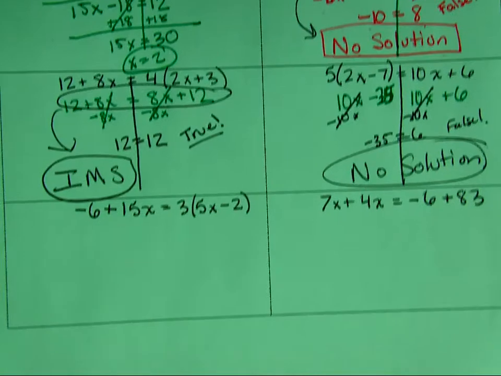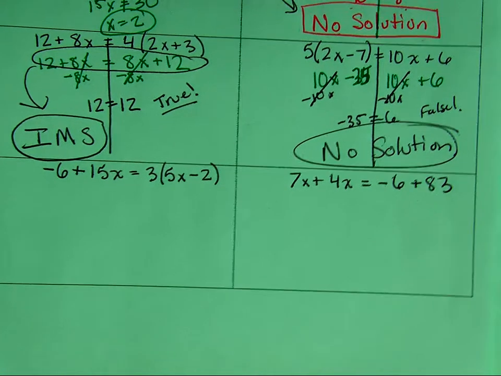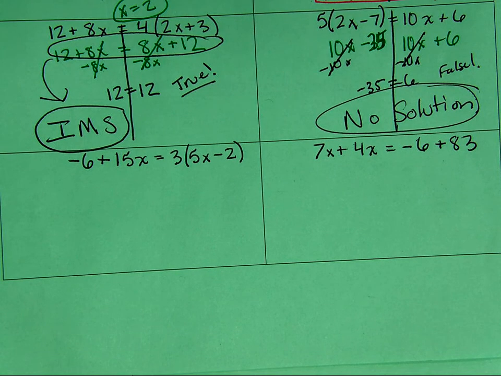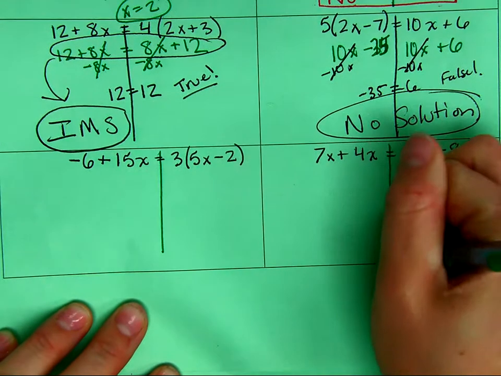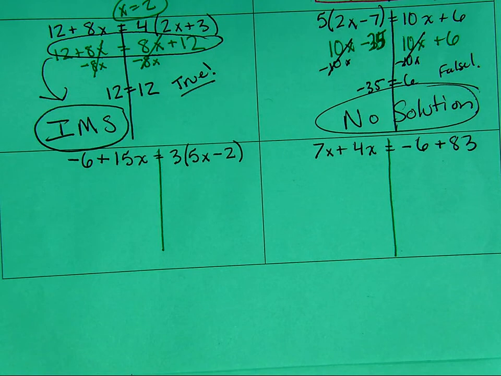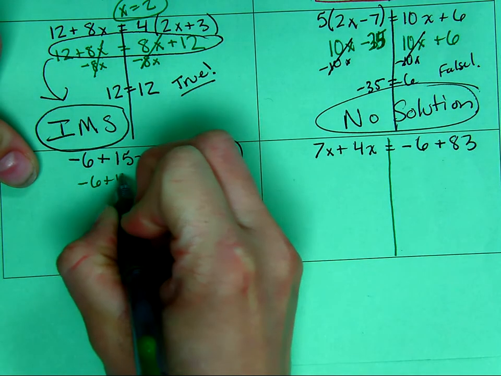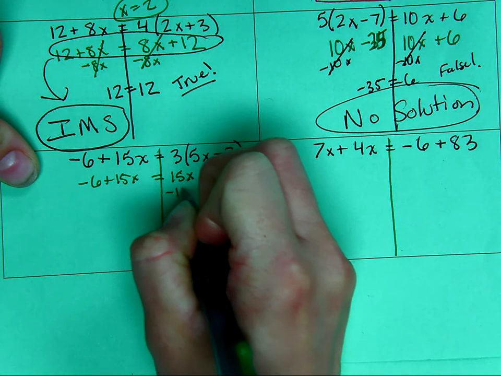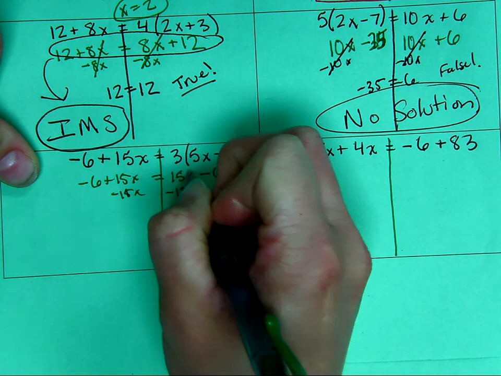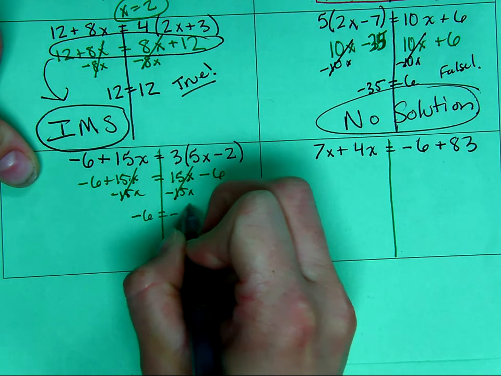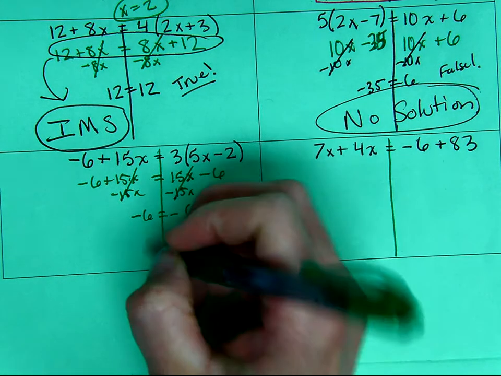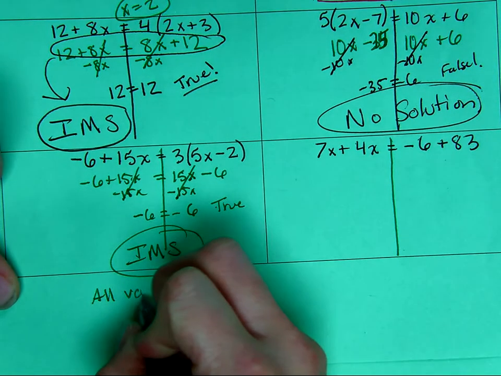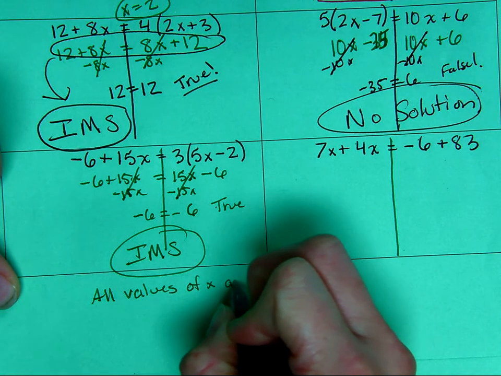So 2 more to practice on this page. I'll work through these ones when you're done, so pause to try them. So first step, I'm going to distribute my 3. I go to cancel my variable. I'm left with a true statement. So I have infinitely many solutions. Or remember, you could also say all values of x are true.